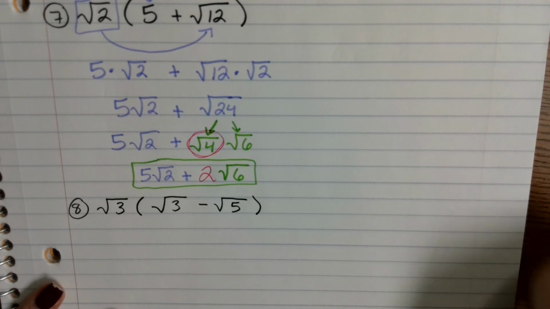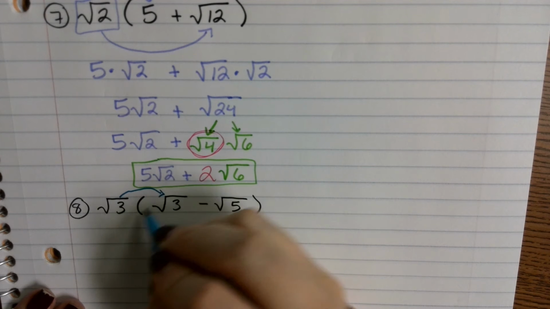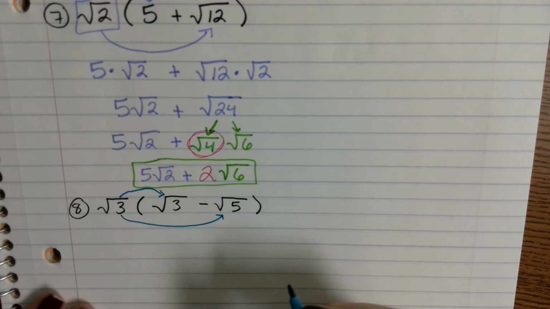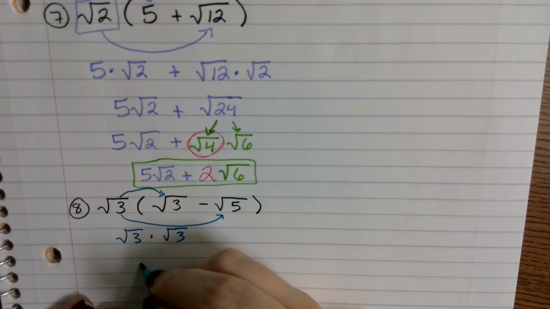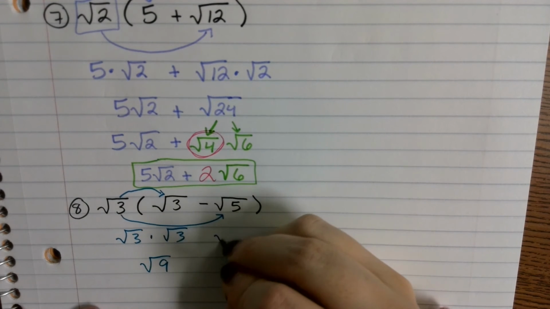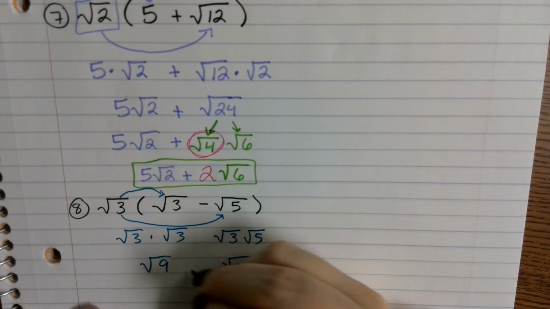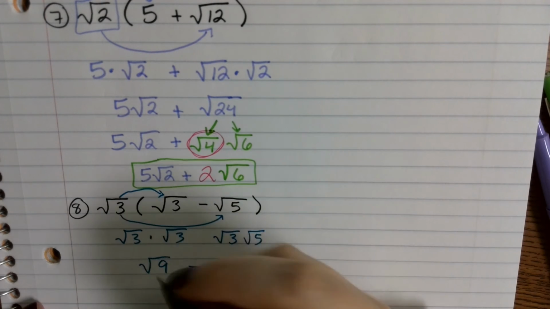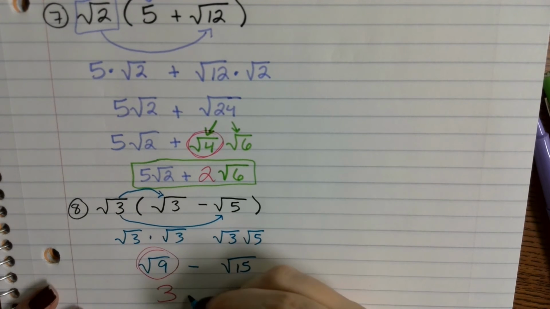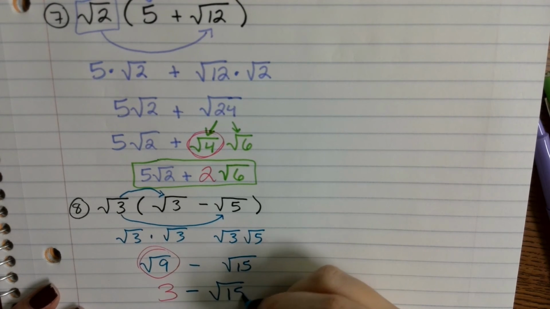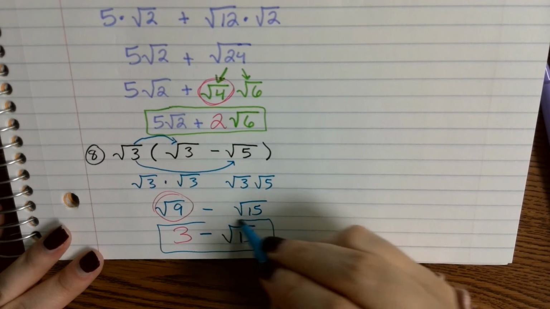We're going to go ahead and multiply. Let me use the square root of 3 times the square root of 3, and then square root of 3 times the square root of 5. Square root of 3 times the square root of 3 is going to give you the square root of 9. Square root of 3 times the square root of 5 is going to give you the square root of 15. 9 happens to be a perfect square, so we can go ahead and simplify that to a 3. So we have 3 minus the square root of 15. 15 cannot be broken down any further, so there's your final answer.